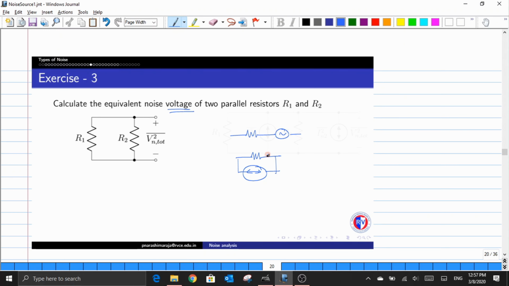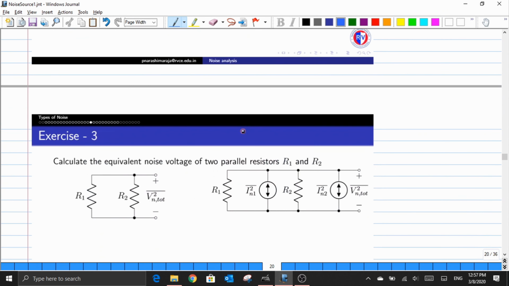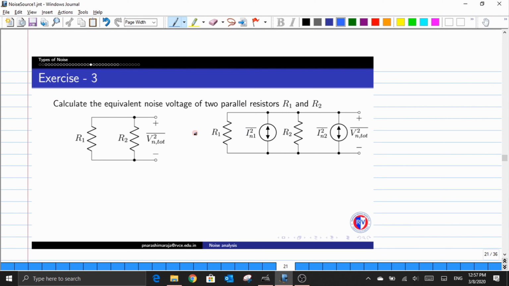Now, which among these two configurations would better suit this particular circuit analysis? As we know, since the resistors R1 and R2 appear in parallel, it is better to go with the combination where you replace the noisy resistor with a noiseless resistor in parallel with a noisy current component. Now let us do the same. When we do this, one would end up with a structure which would look something like this.